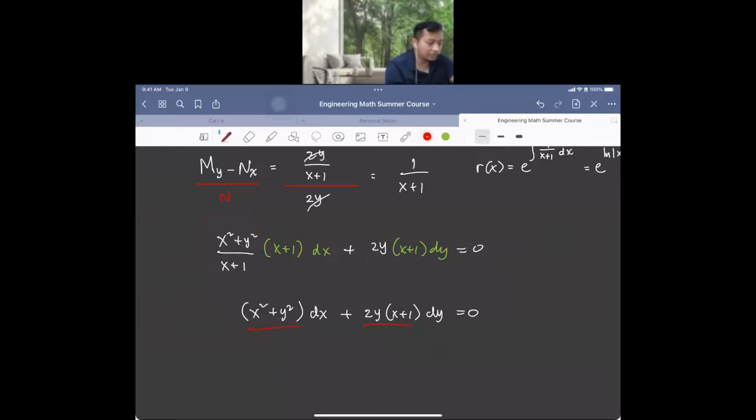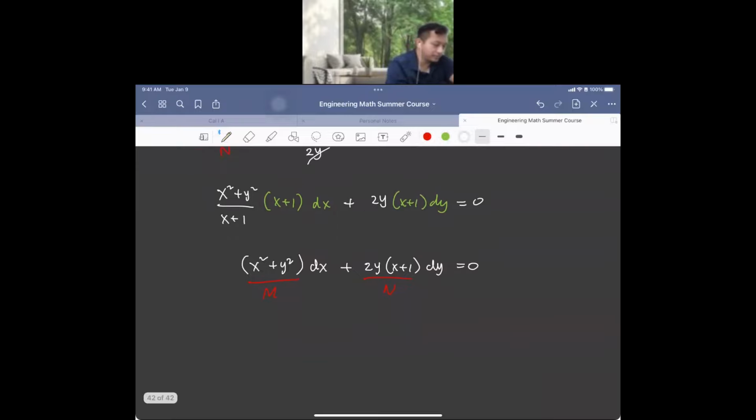And then we do the same thing. We make it M, make it N. You can check whether it's exact or not, and it is exact. We take the partial of M with respect to y, which becomes 2y, and the partial of N with respect to x, where we write 2xy plus 2y, which becomes 2y. Now it's exact, right?